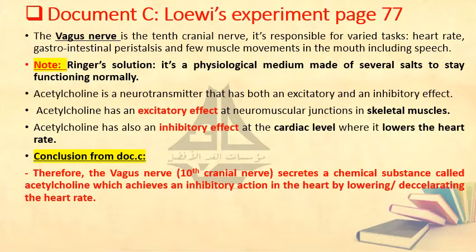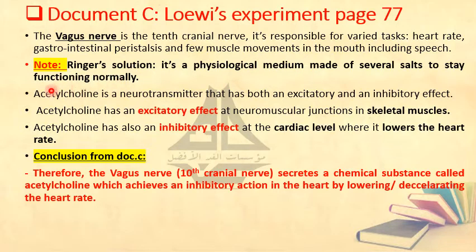So here we were able to know the role of the vagus nerve as well as the role of acetylcholine at the level of the heart. From document C, we concluded that the vagus nerve, which is the 10th cranial nerve, has many functions. For example, it is responsible for the heart rate, gastrointestinal peristalsis, and muscle movements in the mouth, including speech. Ringer's solution, as I told you, is a physiological medium made of salts to keep the tissue functioning normally.